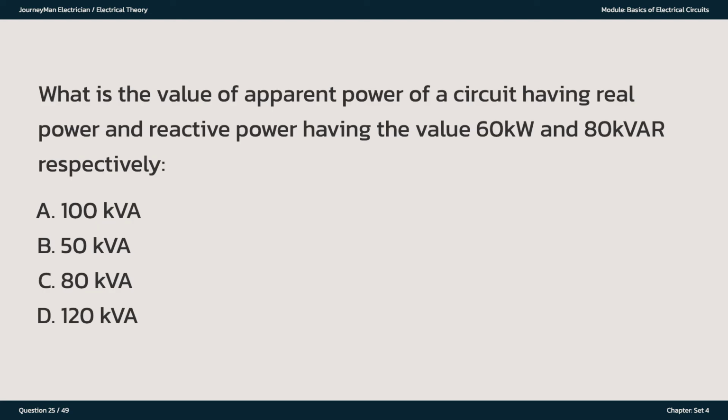What is the value of apparent power of a circuit having real power and reactive power having the value 60 kilowatts and 80 kVA respectively? A. 100 kV. B. 50 kV. C. 80 kV. D. 120 kV.